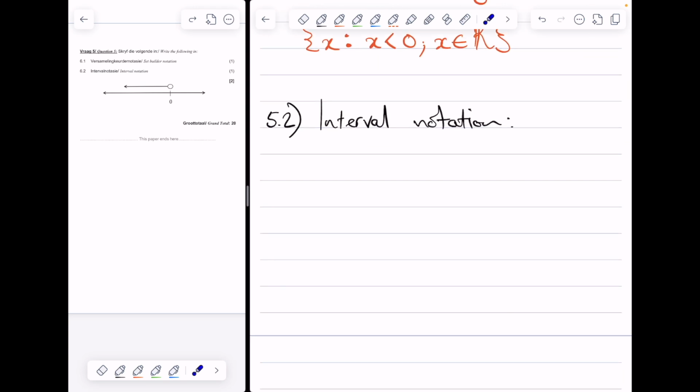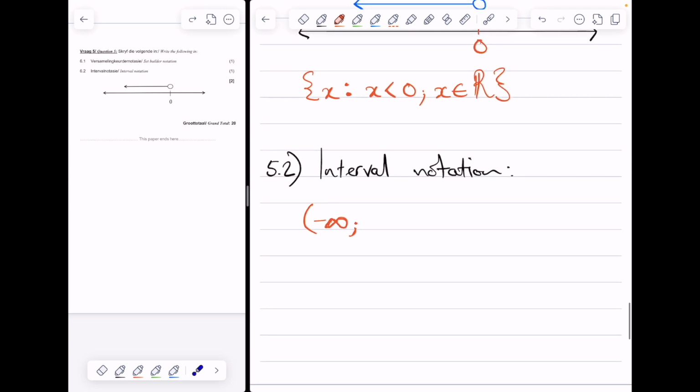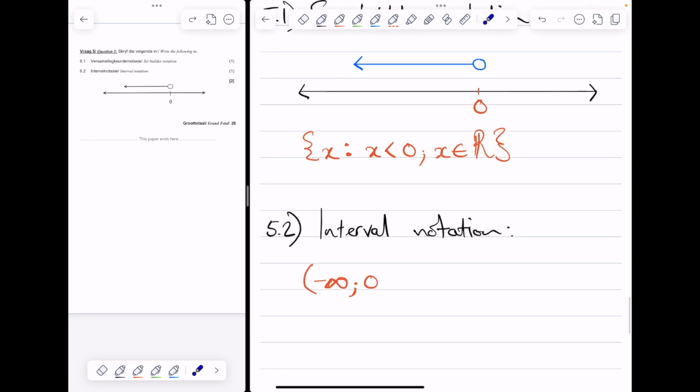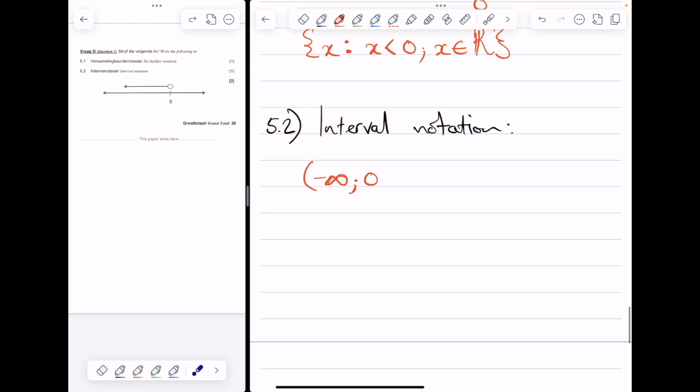So I would start off with a round bracket, coming from negative infinity. The infinity sign is not looking too bad. Maybe now it looks a bit worse, but okay, that's negative infinity. And we use a semicolon in between, and coming all the way to 0, because it stops at 0. And because we have an open circle, 0 would be excluded, so a round bracket. So that's interval notation from negative infinity all the way to 0, neither one of them included. So that's round brackets on both sides.